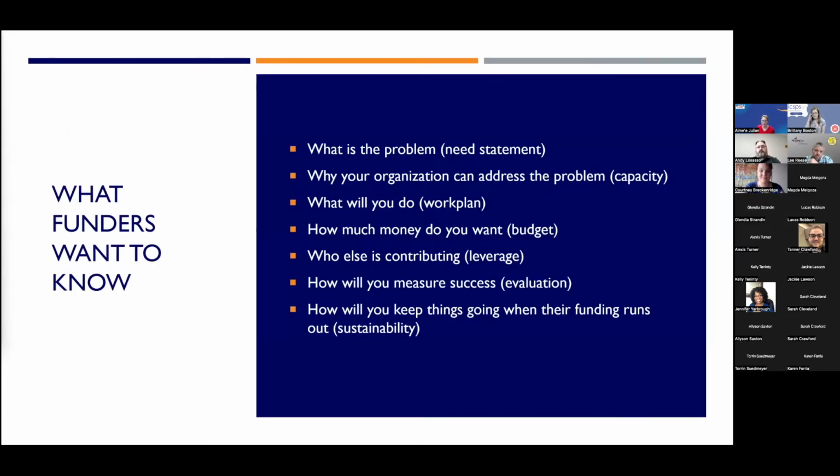So what the funders want to know. When you're writing your proposals and when you're looking at this, what do they want to know? They want to know what the problem is. They want that need statement. So what is your problem? What's the identified issue that you're going to solve?